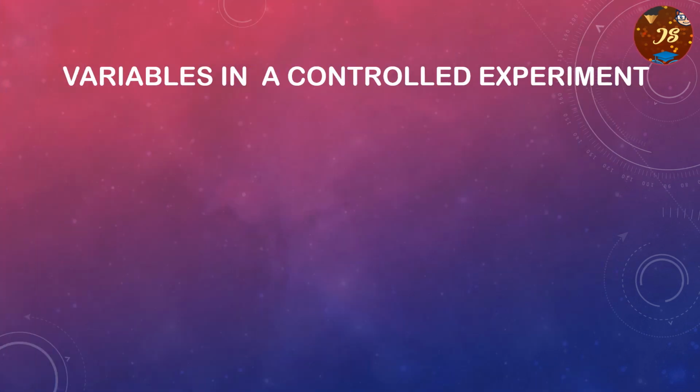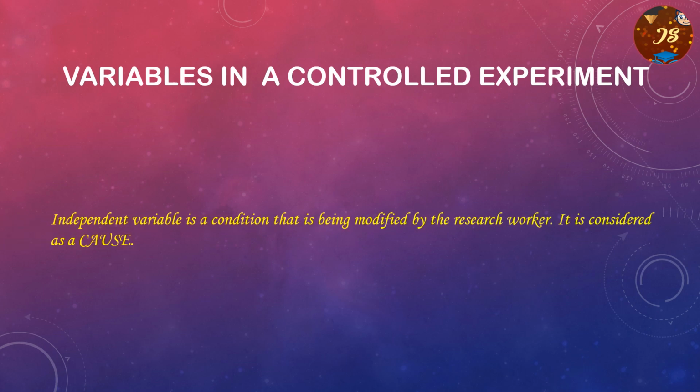Now, what are the variables in a controlled experiment? A controlled experiment contains three types of variables. Please remember, there are three types of variables. One is the independent variable, another one is the dependent variable, and the third one is the control variable.